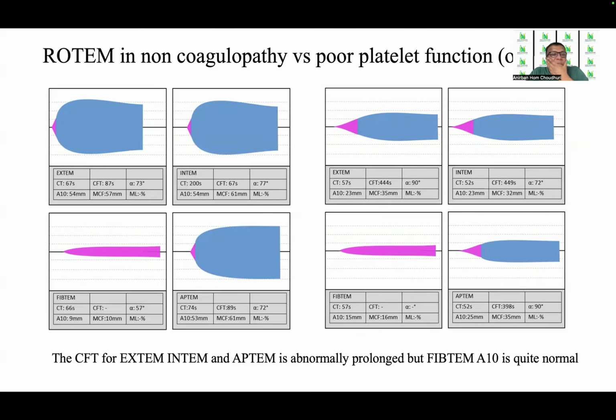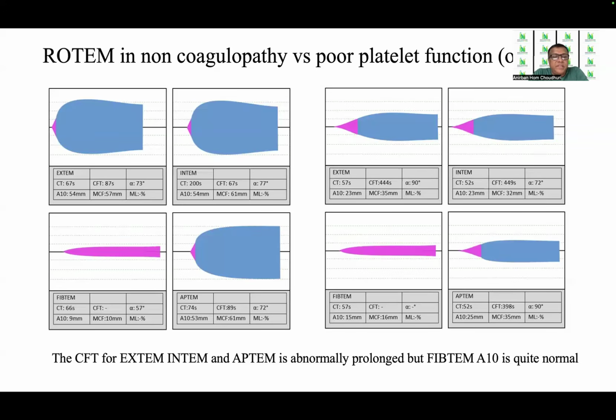formation time. And if you look into the alpha angle, it is slightly more in EXTEM, and it is almost equal in INTEM. There is not much of a difference. So this is particularly the clot formation time for EXTEM, INTEM, and APTEM. You can see in APTEM also, APTEM excludes fibrinolysis. So there also you can see that it is prolonged. Here it is 89 seconds and here it is 398 seconds.